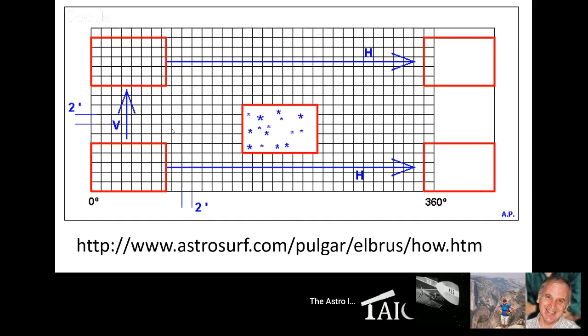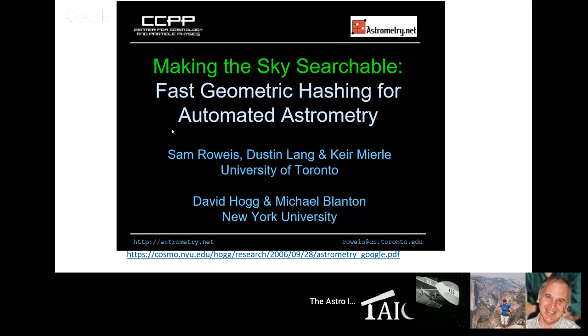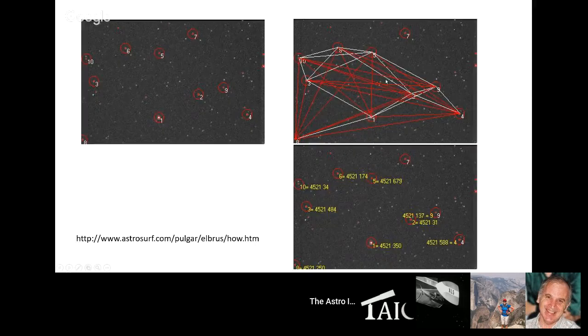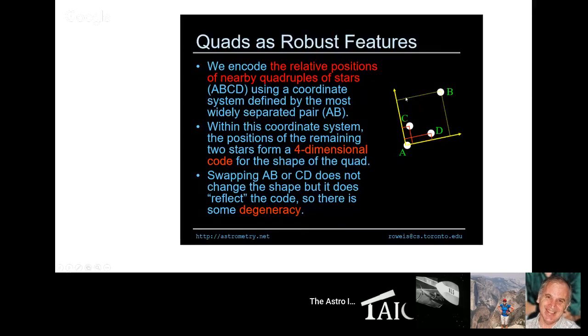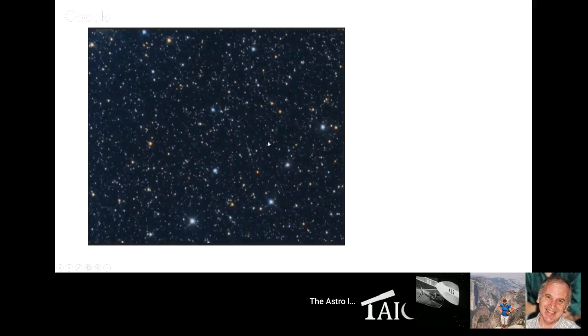There is a little bit of a slide about that. Let me tell you about a different method for finding the codes. That last one was polygons. This one has to do with quads of stars. If you find 4 stars, any 4 stars, and you take the 2 most distant from each other, and then you take the other 2, and you build a code for them based on where they are in relationship to each other. And I think I've got a better example of it.